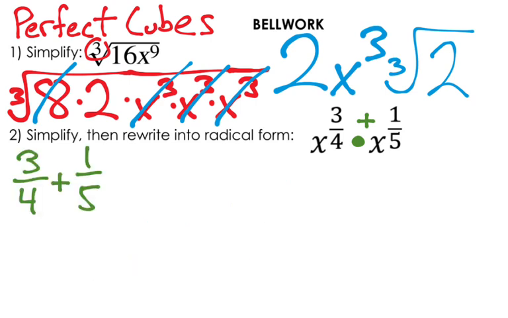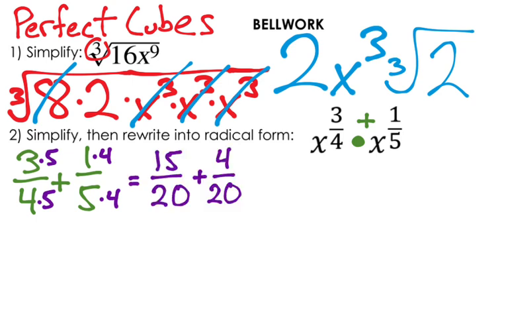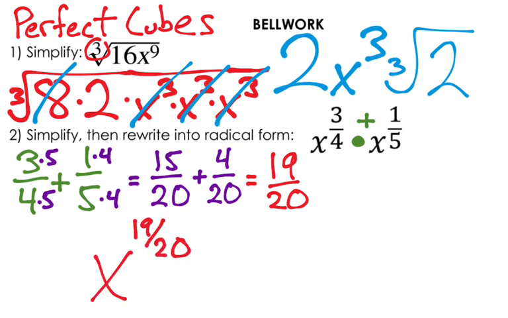But over here, let's just add 3/4 and 1/5. We need a common denominator to do that, and that denominator would be 20. So we will multiply by 5s and 4s, and we're going to get 15 over 20 plus 4 over 20. And then adding the numerators together, 15 and 4 is going to give us 19. So the new expression is going to say x to the power of 19 over 20.